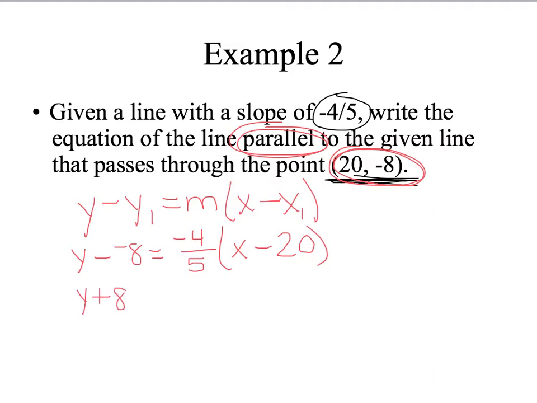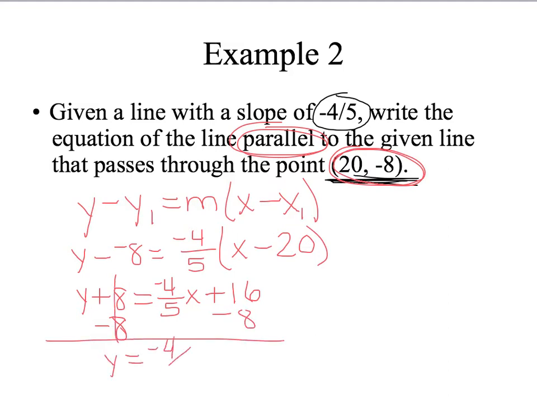This is y plus 8 is equal to, and then distribute negative 4/5, so negative 4/5 x plus 16. And then subtract 8 from both sides. Y equals negative 4/5 x plus 8.